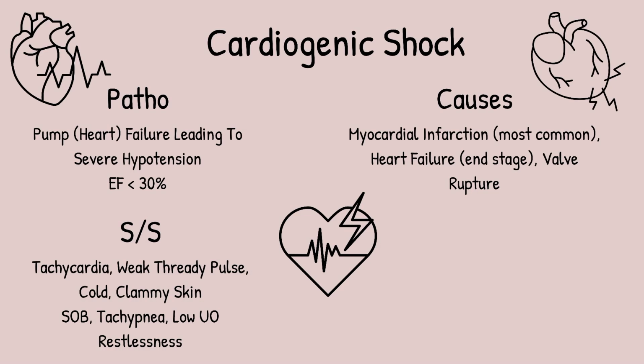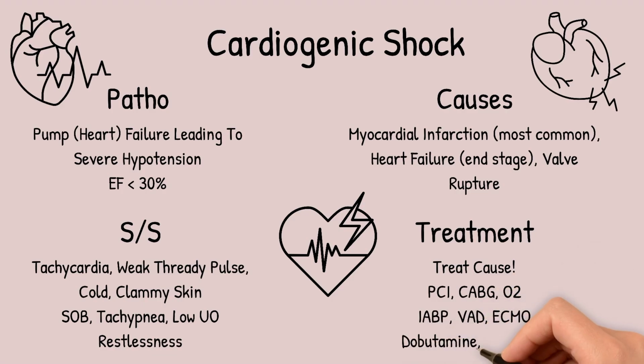How do we treat pump failure? We treat the cause. If it's heart attack, they need to go directly to PCI or a heart cath. If that doesn't work, they may need a CABG or a bypass, and of course O2. If the heart attack or the heart failure has already happened, we may need additional support, IABP, or a VAD, ventricular assist device. And of course, ECMO is always an option.